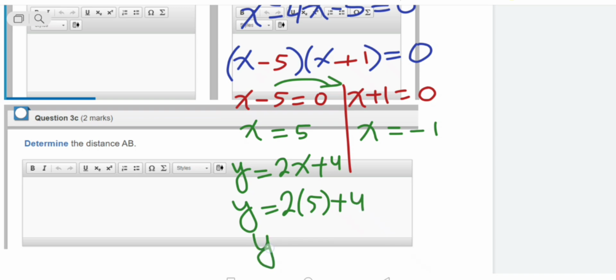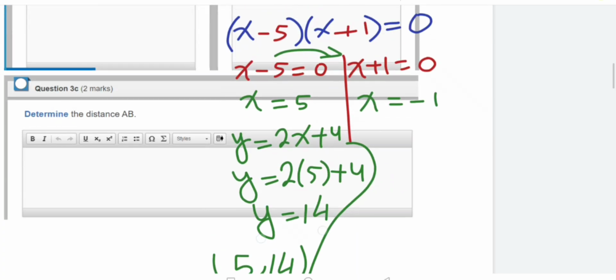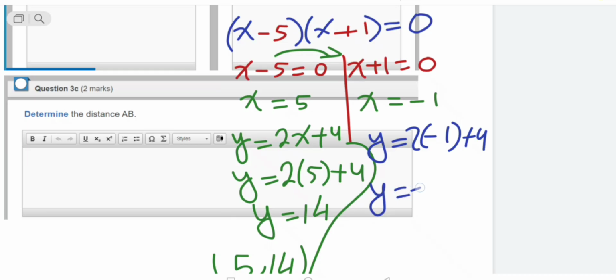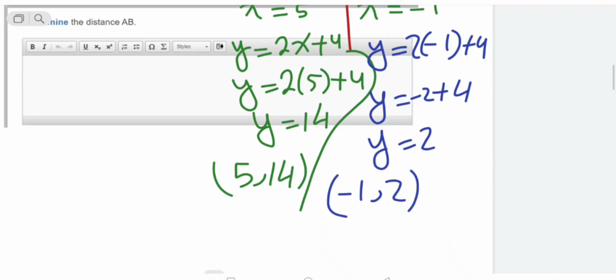So y equals 2 times 5, 10. 10 plus 4 is 14. So the coordinates are 5 and 14. Clear? After that, again we will substitute this one now. So same function, y equals 2 into minus 1 plus 4. So y equals minus 2 plus 4. So y equals 2. So what are the coordinates? Minus 1 and 2. So this is A, this is B.